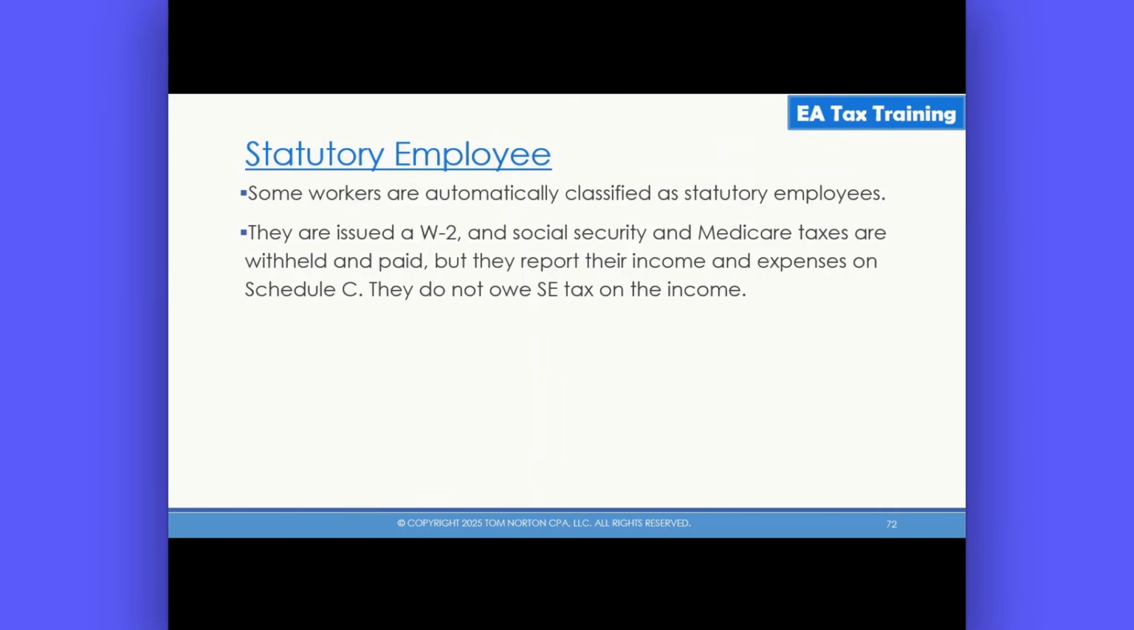Statutory employees. There are some workers who will automatically be classified as statutory employees for purposes of Social Security and Medicare taxes. So they are issued a W-2. Social Security and Medicare taxes are withheld and paid, but they report their income and expenses on a Schedule C. So it's kind of a hybrid situation. They're an employee for payroll tax purposes. They are self-employed for income tax purposes. So they do not have to pay self-employment tax because Social Security and Medicare is already being paid, but they do fill out a Schedule C to show their income and expenses.